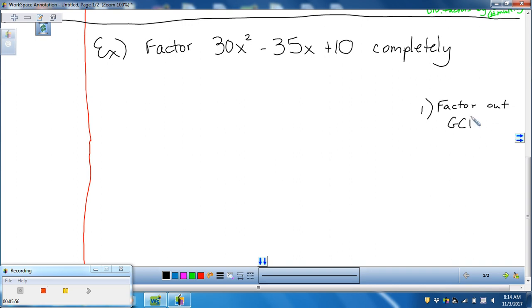So we want to look at our terms. We want to see if they all have something in common. You'll notice that they all end in 0 or 5, which means they're all divisible by 5. So we're going to go ahead and factor out a 5.